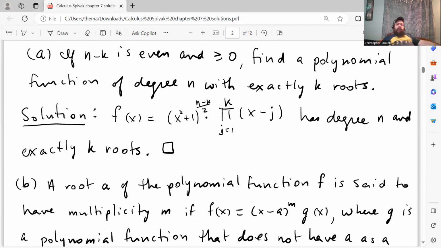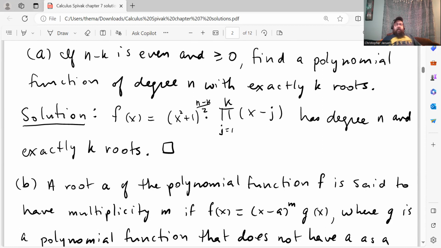Right? So here I'm constructing the polynomial f of x, which I'm defining to be x squared plus 1 raised to the (n minus k) over 2 power. That's an integer because we're assuming that n minus k is even. So that gives you an integer. But notice, I'm multiplying that by x minus j, where j goes from 1 to k.